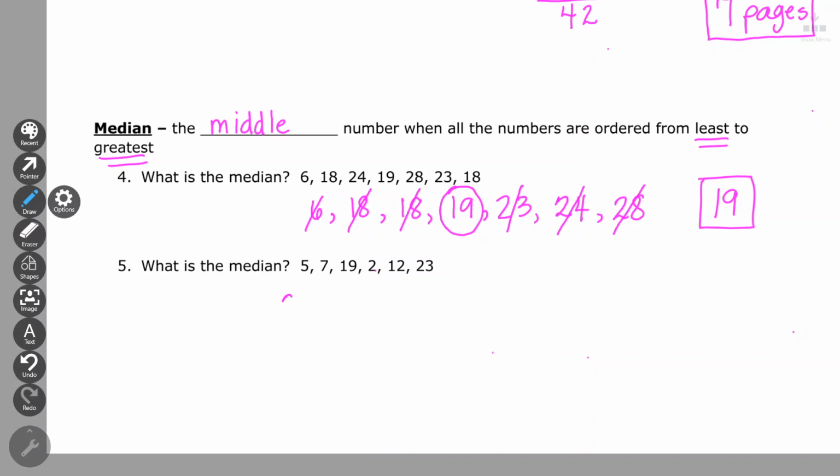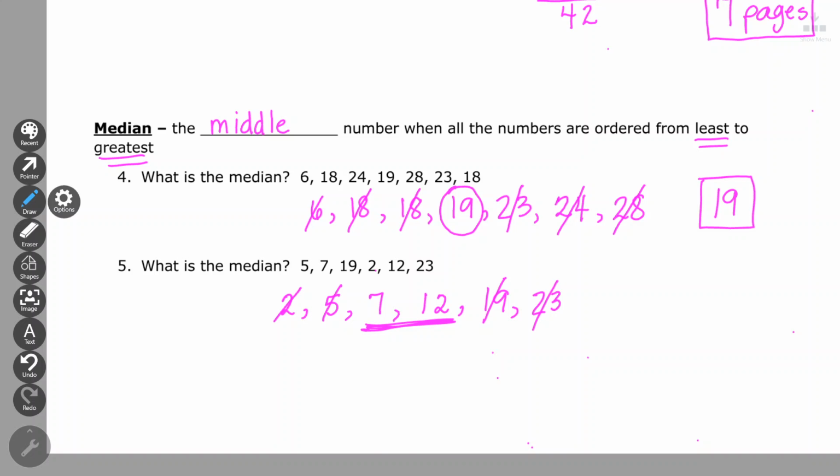What is the lowest number? The lowest number is 2. Then we have 5. Then we have 7. Continuing on, we have 12, 19, and 23. There are 6 numbers in the data set, and we've written the 6 numbers in order from least to greatest. That's very important to remember. Now, we can strike the first and the last, but then we have 2 numbers in the middle.